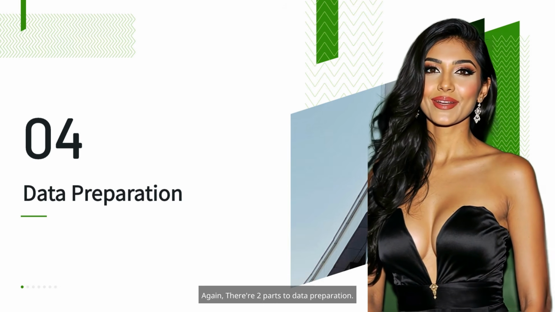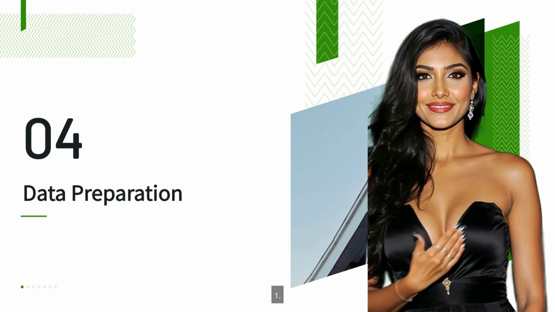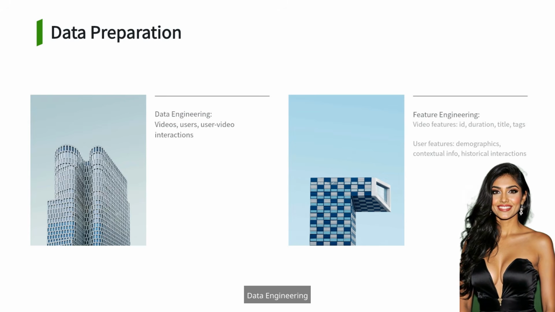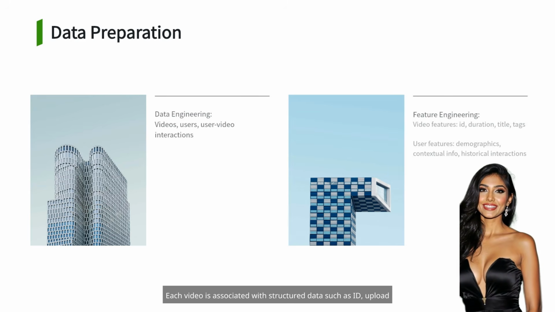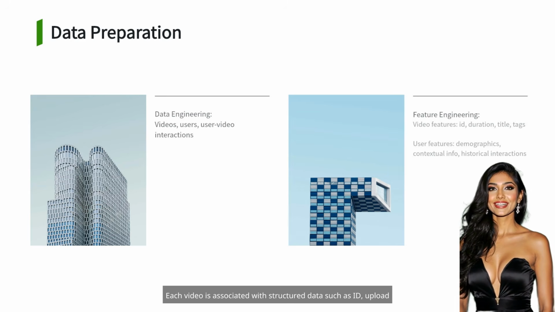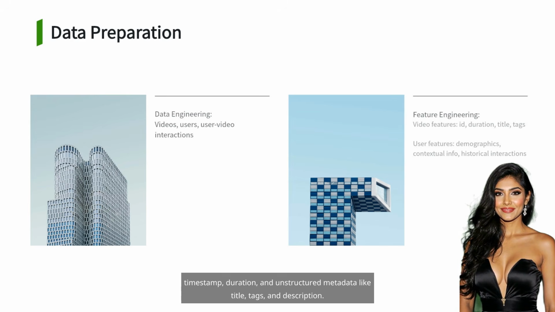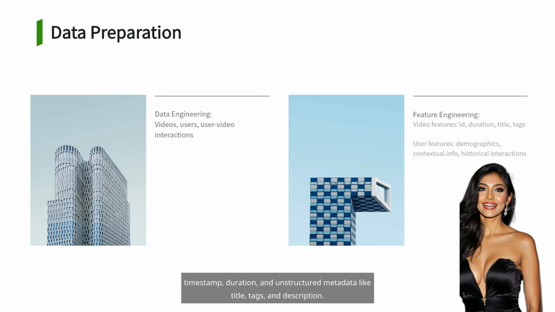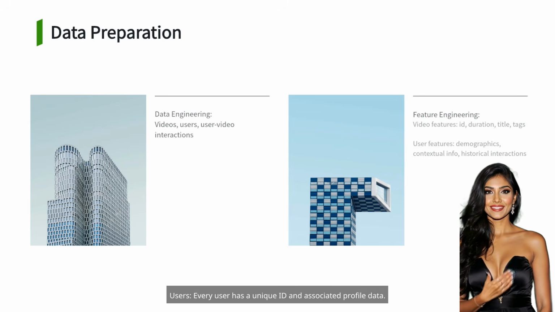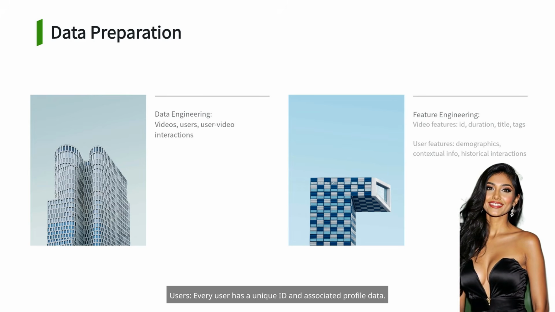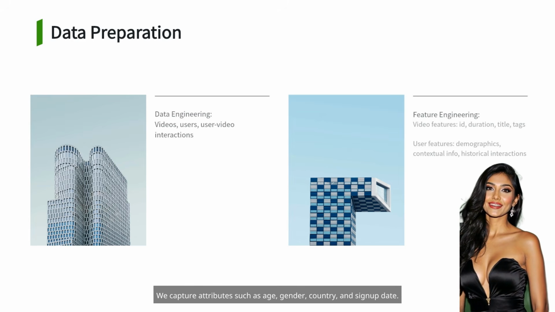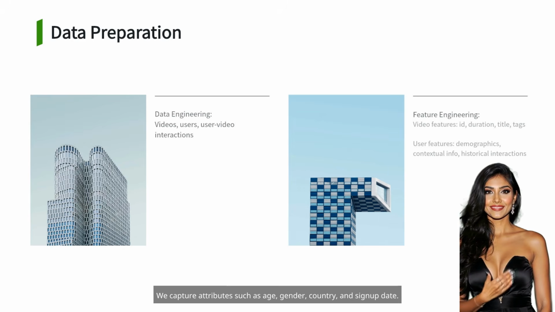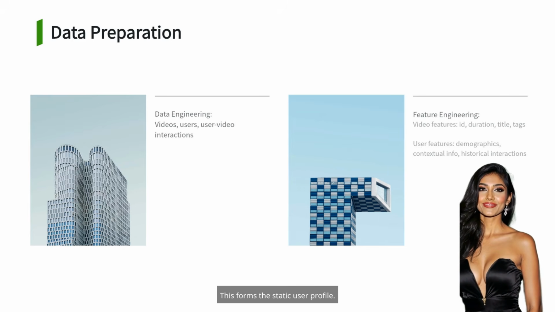Again, there are two parts to data preparation. 1. Data engineering. Videos. The system ingests a large catalog of videos. Each video is associated with structured data such as ID, upload timestamp, duration, and unstructured metadata like title, tags, and description. Users. Every user has a unique ID and associated profile data. We capture attributes such as age, gender, country, and sign-up date. This forms the static user profile.